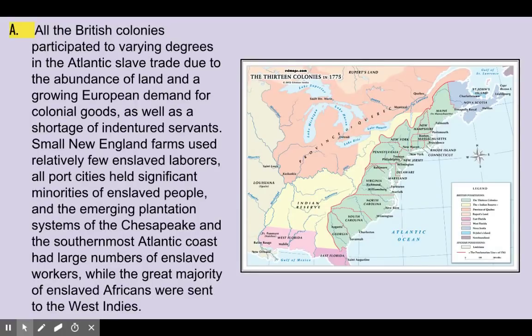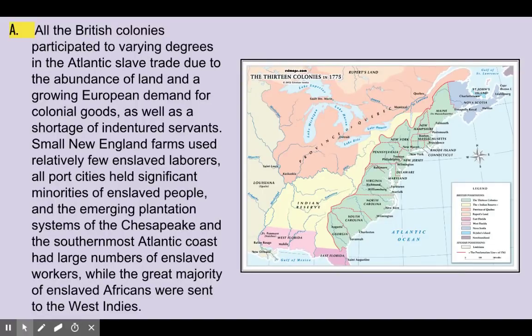All the British colonies participated to varying degrees in the Atlantic slave trade because there was an abundance of land and a growing European demand for colonial goods, as well as a shortage of indentured servants. So even in small New England farms, where there were relatively few enslaved laborers, there were even more in port cities, and, of course, the majority of people who were enslaved were used on plantations in the Chesapeake and south on the Atlantic coast.